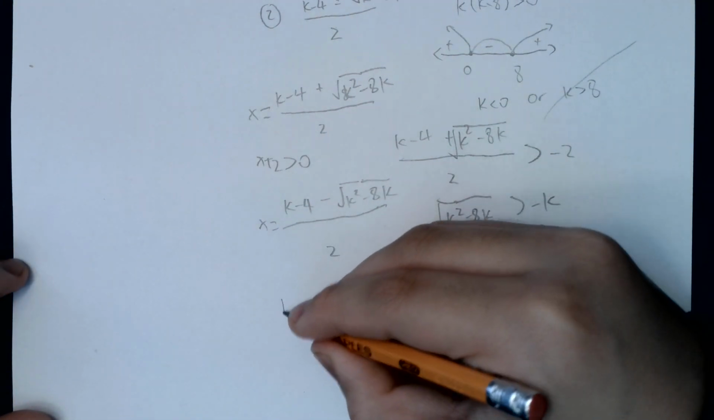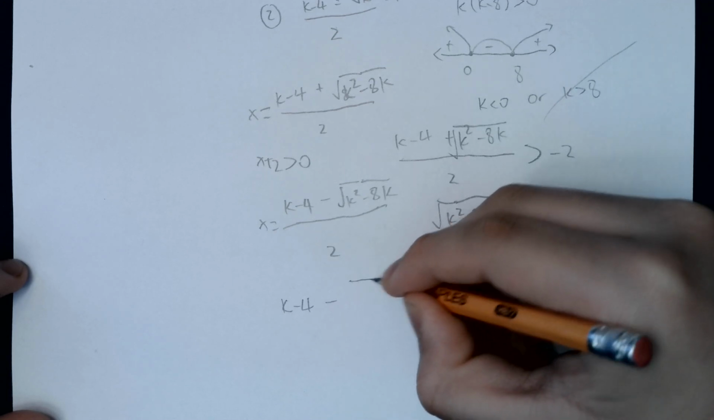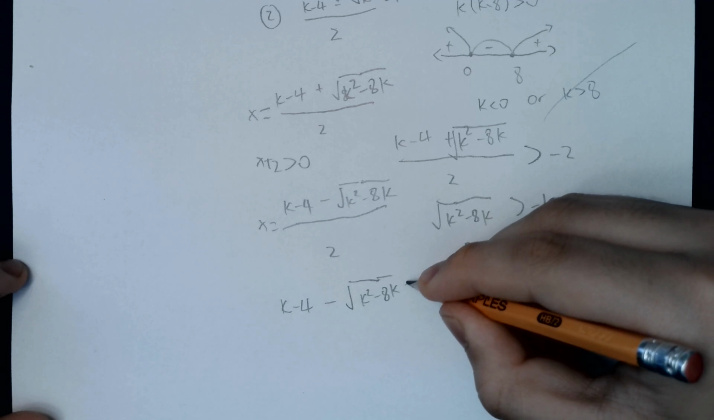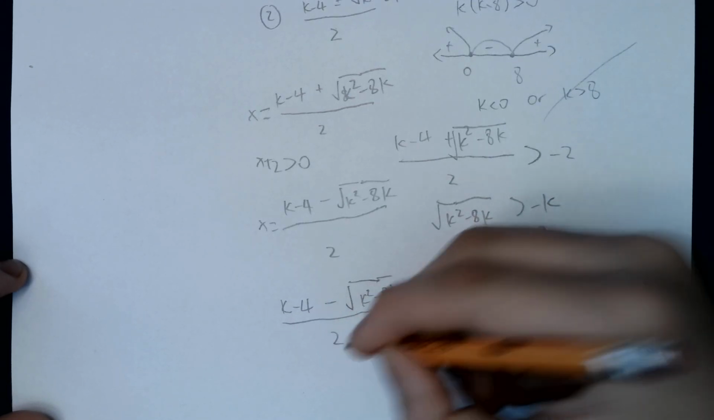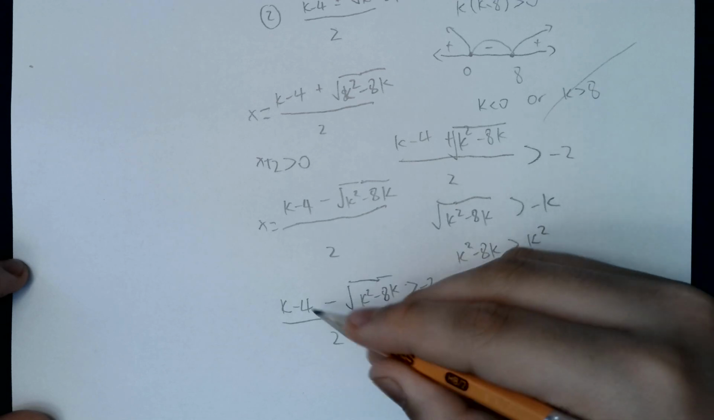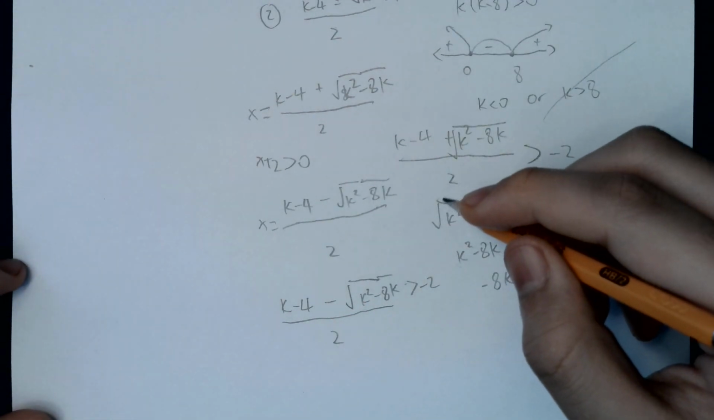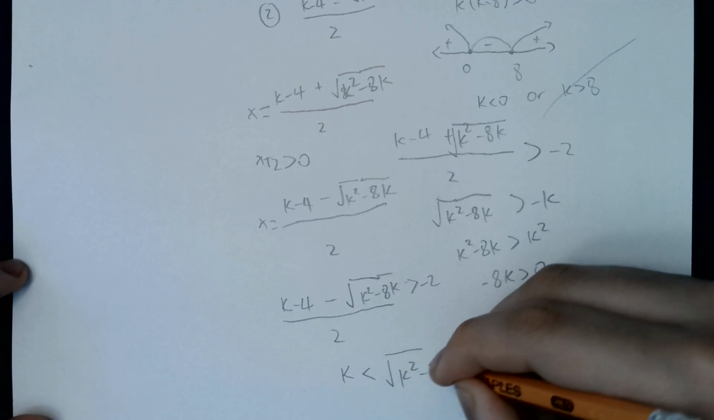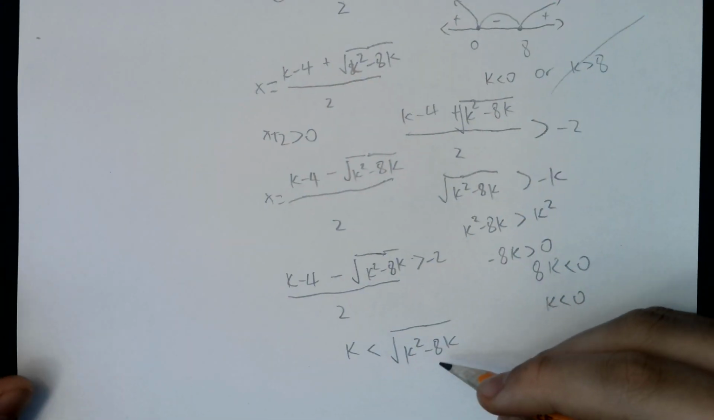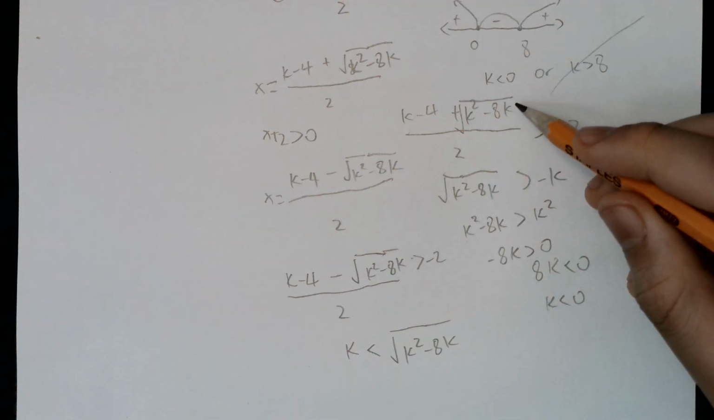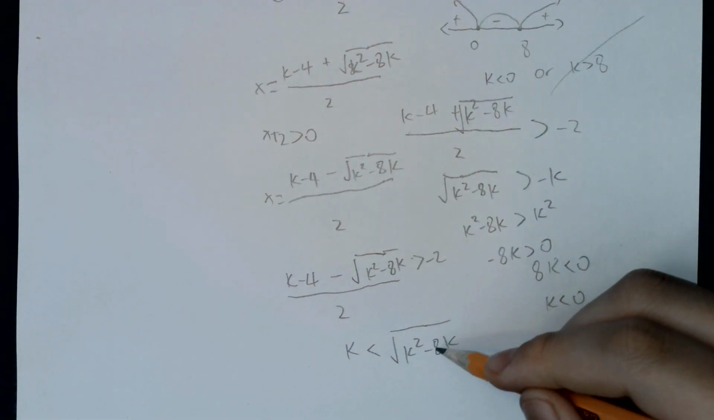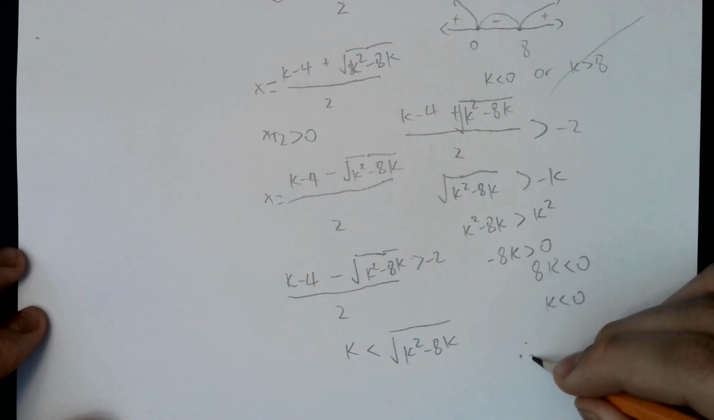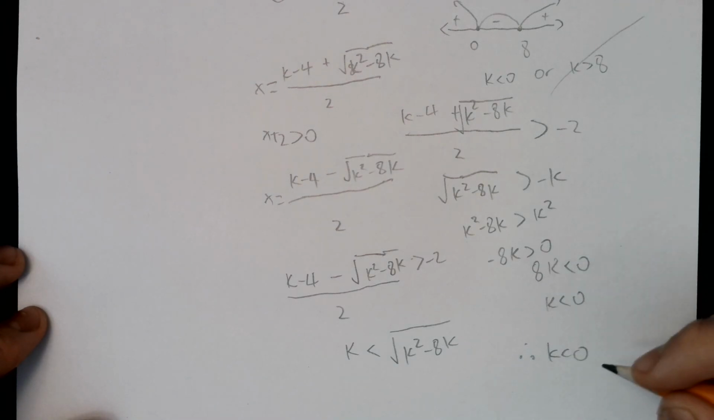We finally receive k minus 4 minus the square root of k squared minus 8k should be bigger than negative 2. I thought I had the divide by 2 here, and then obviously we multiply both sides by 2 and move the k minus 4 over to finally receive k should be smaller than the square root of k squared minus 8k. And you see that this is always going to be true, as I said before, k is going to be smaller than 0, or negative, so the square root is obviously going to be positive, and k here is negative, so this will always be true.